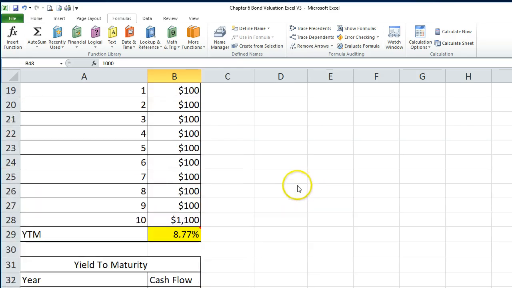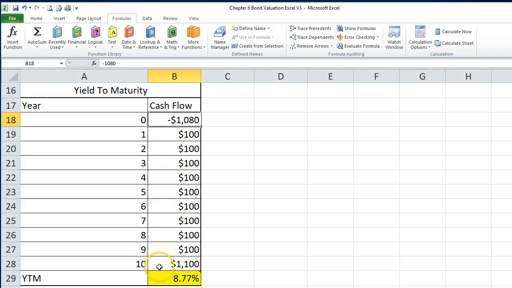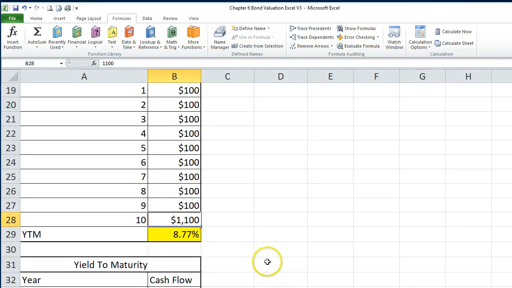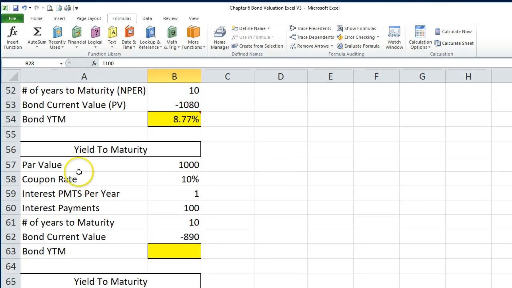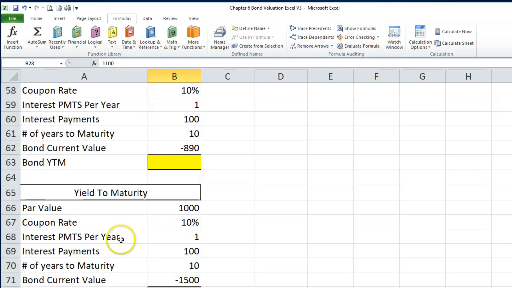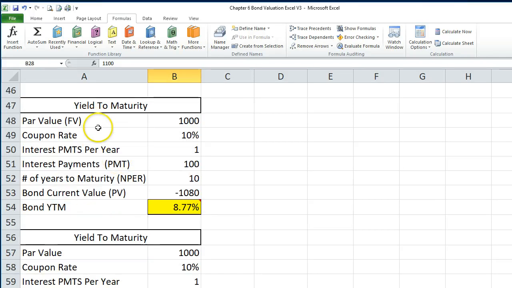And up here we had the current value of the bond, the present value, and the future value is 1,000 plus 100 dividend. These are basically the same numbers, but we're calculating the yield to maturity using the rate function instead of internal rate of return. And that's the same problem. This is the same problem duplicated twice. So we have one.